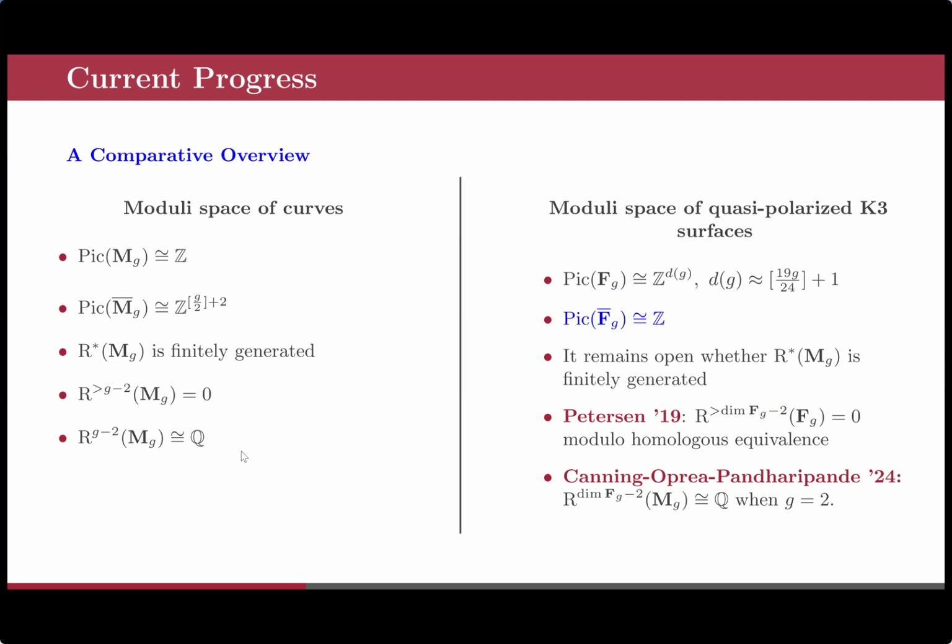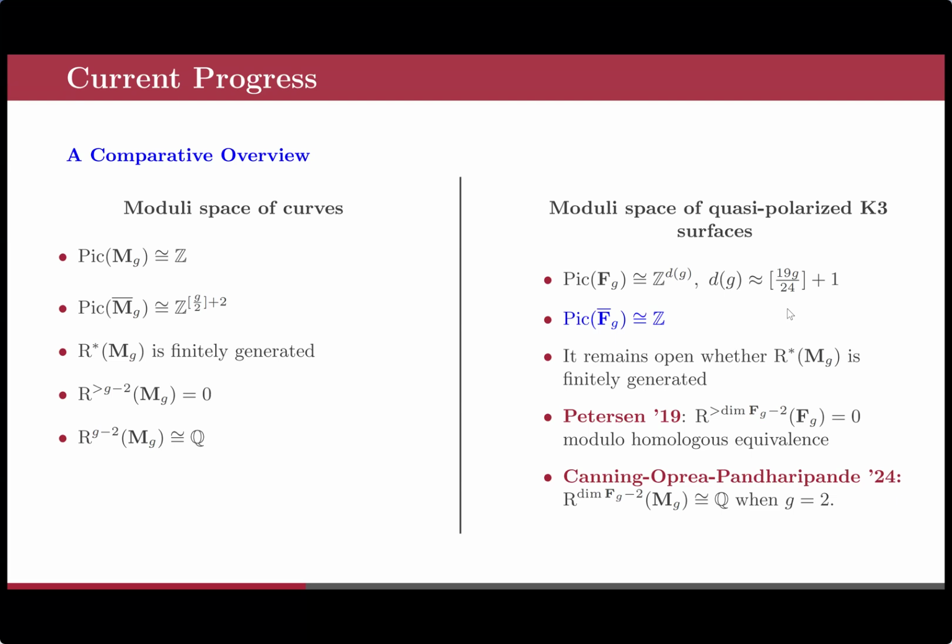But on the other hand, in the K3 case, FG has a very large Picard group. It's also isomorphic to several copies of Z, and the number of copies is almost 19G over 24, plus 1. But the Picard group of its compactification, the Baily-Borel compactification, is very small. So this story is totally opposite to the MG case. MG has a very small Picard group but its compactification has a large one, while FG has a large Picard group but its Baily-Borel compactification has a very small one.